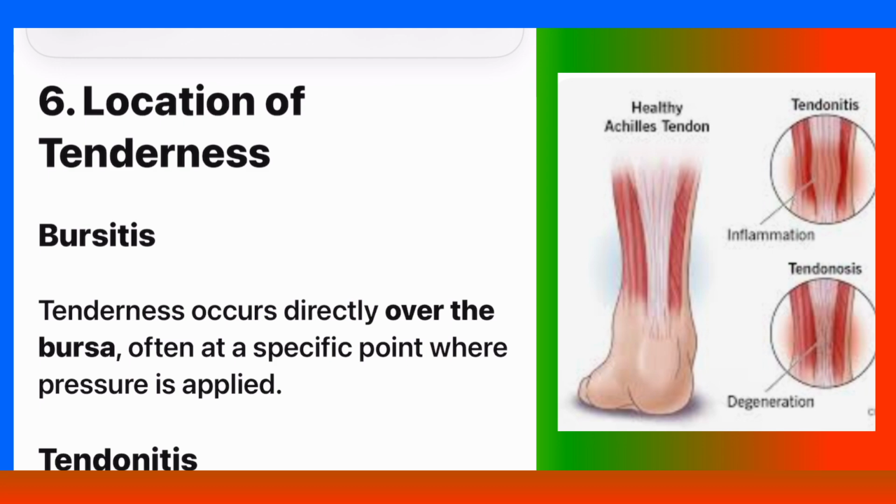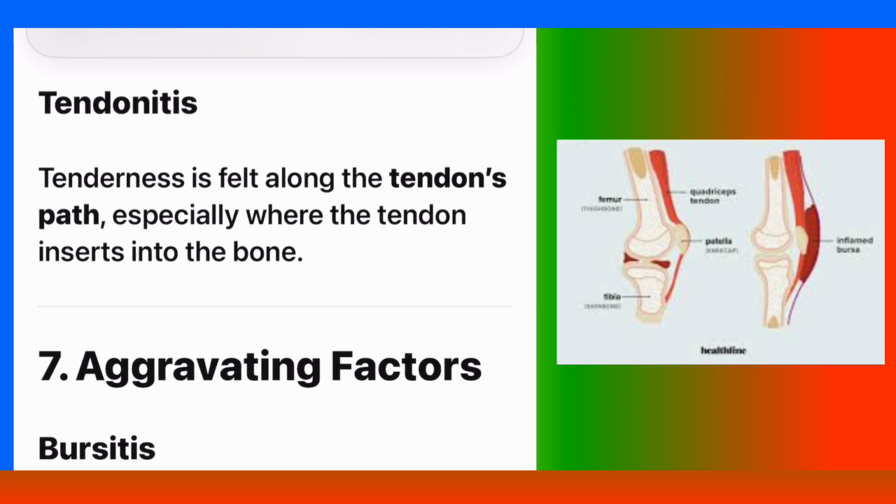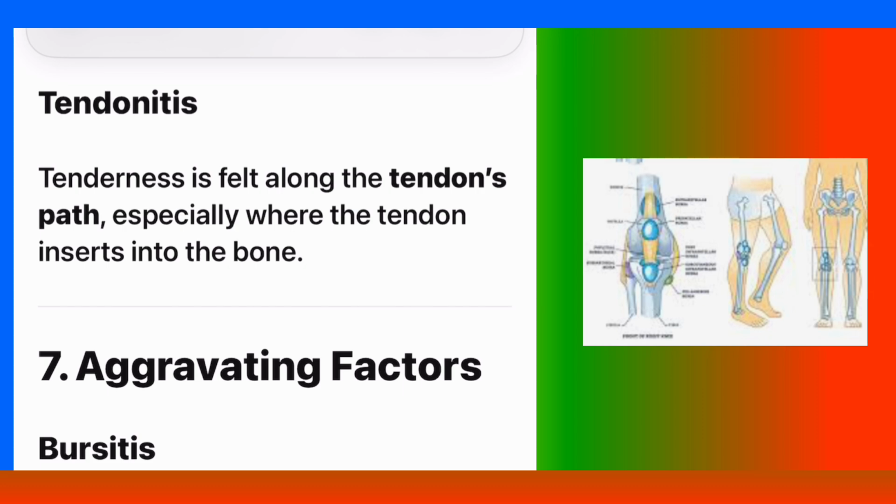Number 6, location of tenderness. Bursitis tenderness occurs directly over the bursa, often at a specific point where pressure is applied. Tendonitis. Tenderness is felt along the tendon's path, especially where the tendon inserts into the bone.